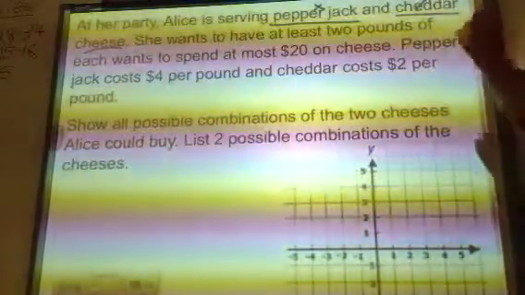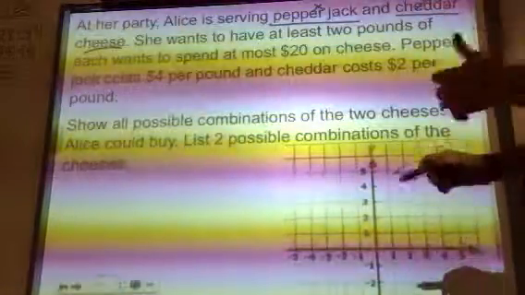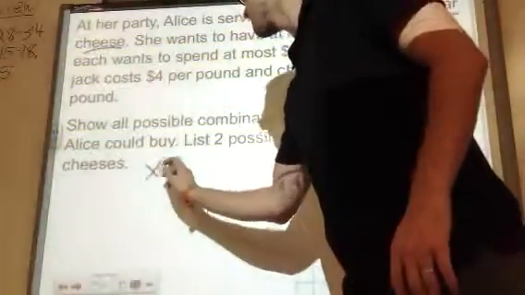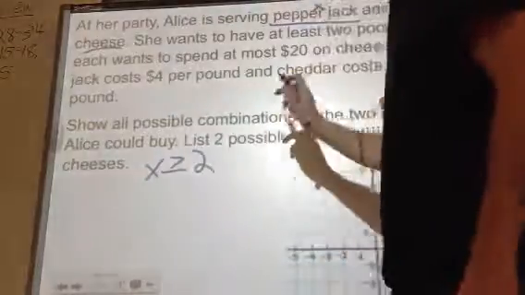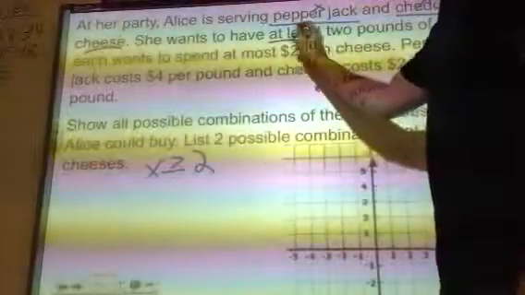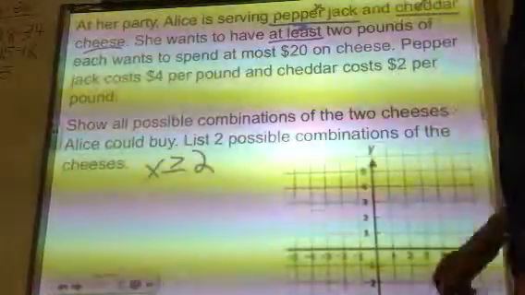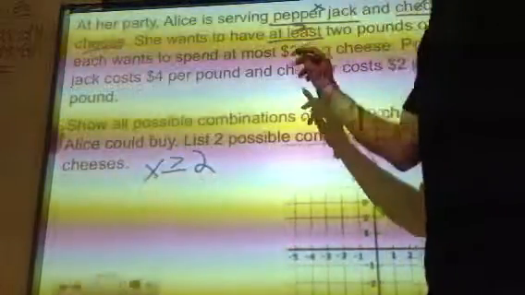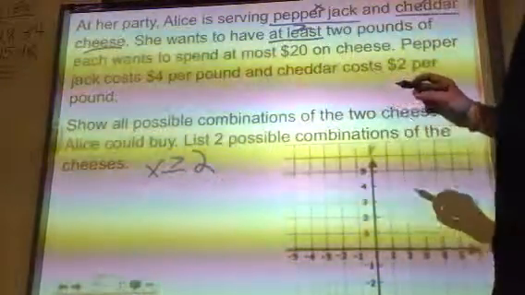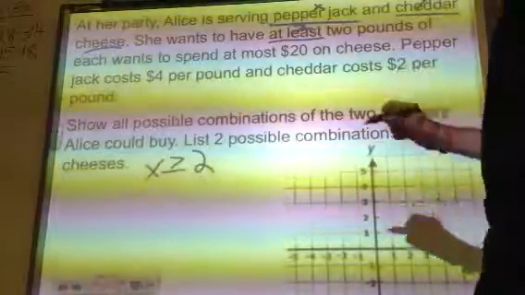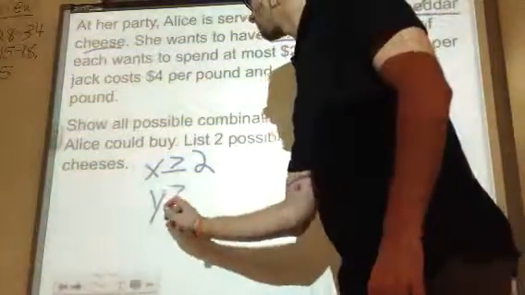Okay? She wants to have at least 2 pounds of each, which means that X has to be greater than or equal to 2. That's what at least means. At least means greater than or equal to. And Y also needs to be greater than or equal to 2.